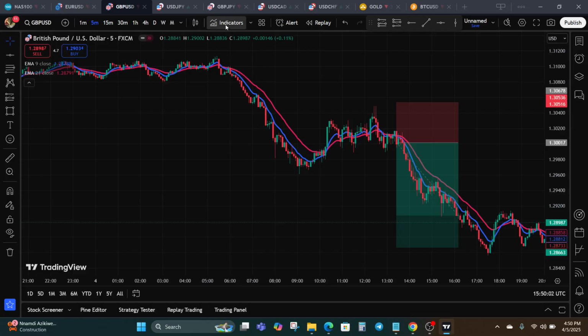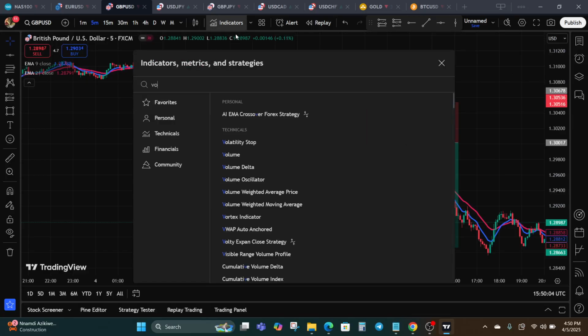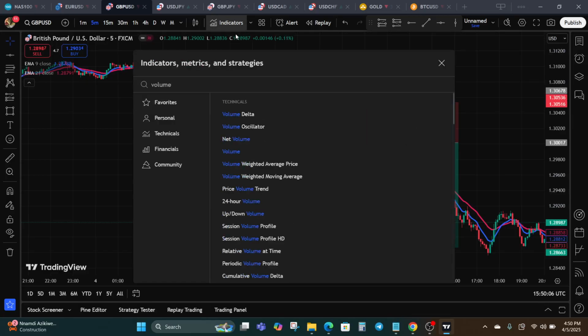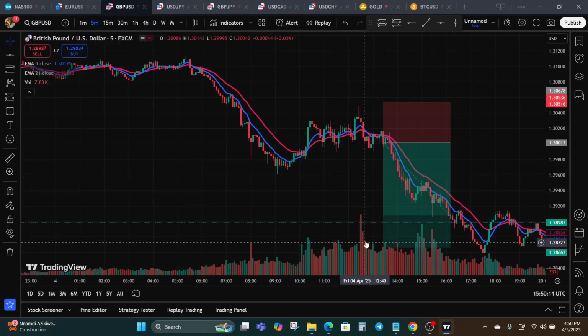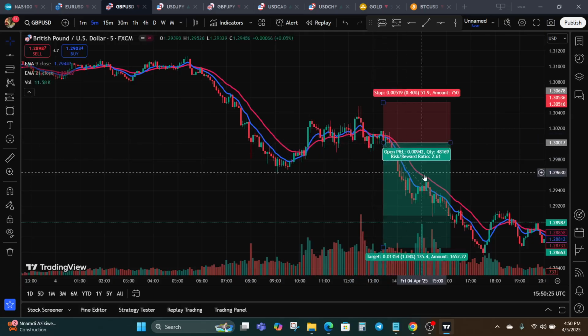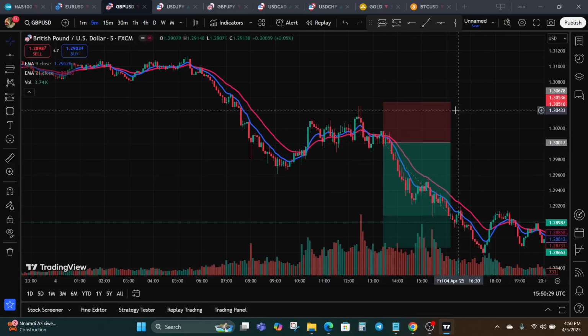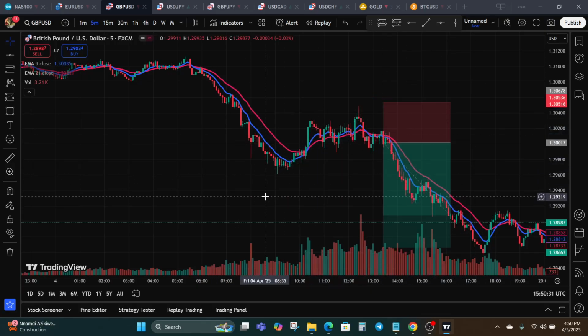And then also watch for volume. You can add the volume indicator. High volume during a crossover is always a good sign. You can see what happened here during this crossover. When you notice an increase in volume during a crossover, it means the move is more likely to stick and you are less likely to get stopped out due to fake outs.